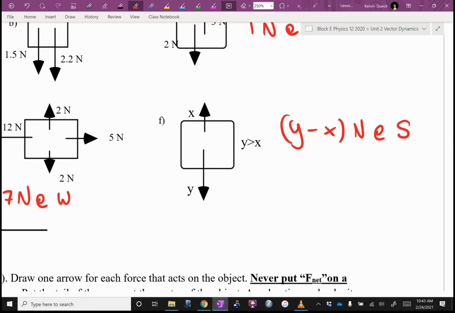What if they were at angles? Well, I could try adding or subtracting by tip to tail, or how do I subtract vectors? Probably what we would choose to do is break it into components, though it'd be easier. And we'll get there.